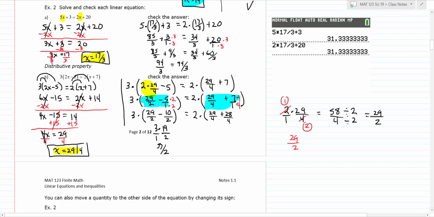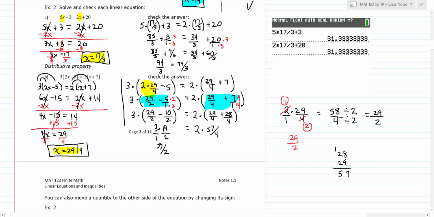Again, I'm multiplying straight across there. And then I can combine this. I get 2 times, and if I take 28 and 29 and add that, you can use your calculator again if you want to. That's 57. So that would be 57 over 4.